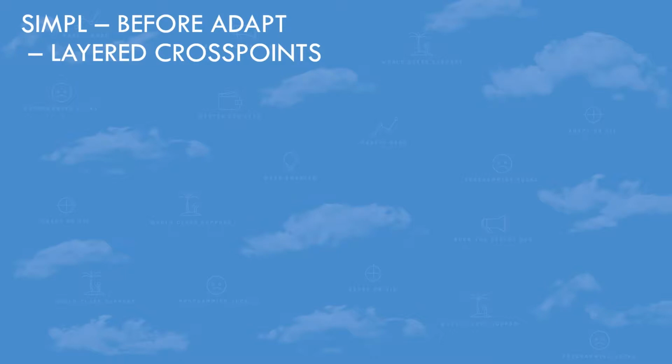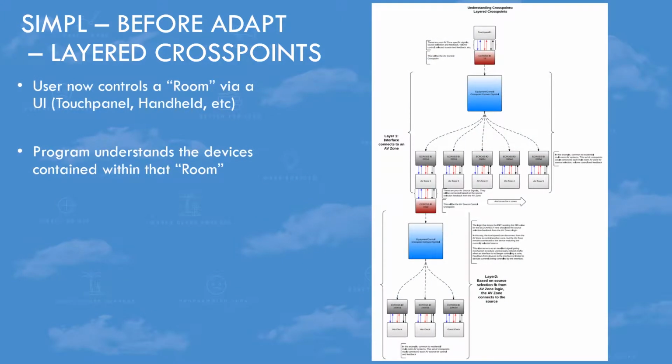With layered crosspoints, the user now controls a room from any user interface, and that's the top half of this diagram: the user controlling a room, just like what was on the previous slide, except now a device is actually a room. The second layer is that the program now understands all the devices contained within that room, and that's the bottom half of the diagram, where the room is actually a control crosspoint, and the devices within that room all interface with the room that they're contained in. This was really nice because it aligned with how the user actually controls the system.